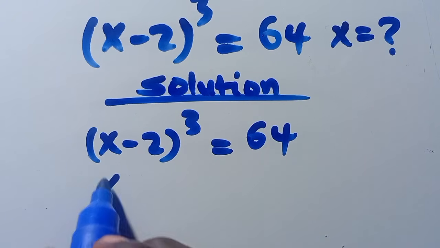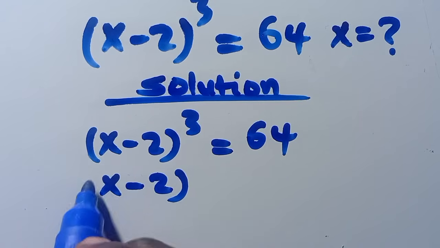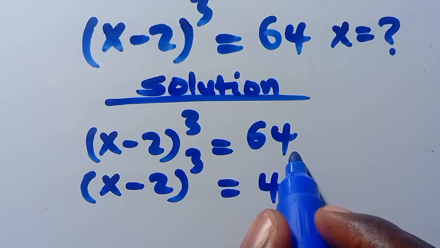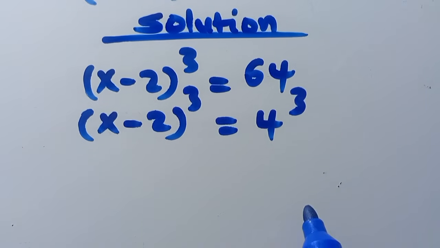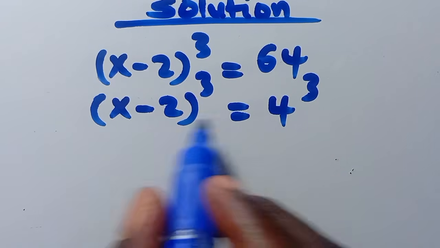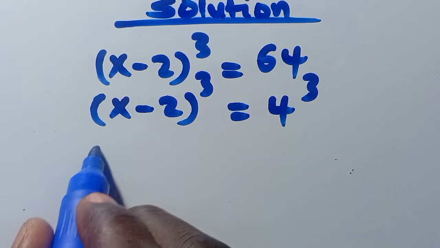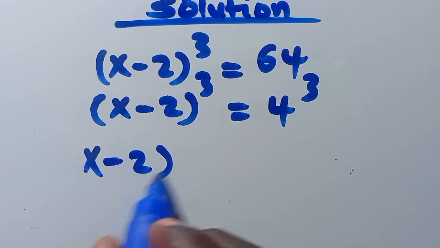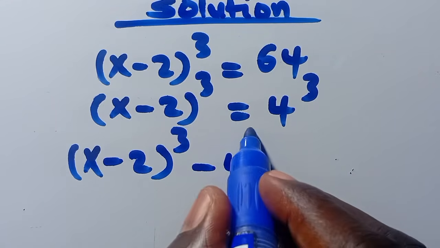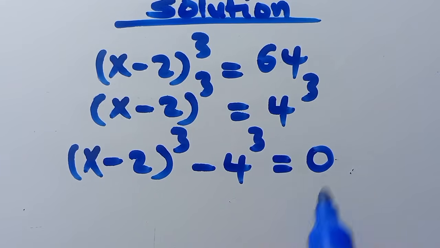So we can have this as (x - 2)^3 = 4^3. Then from here, let's take this to this side. We have (x - 2)^3 - 4^3 = 0.